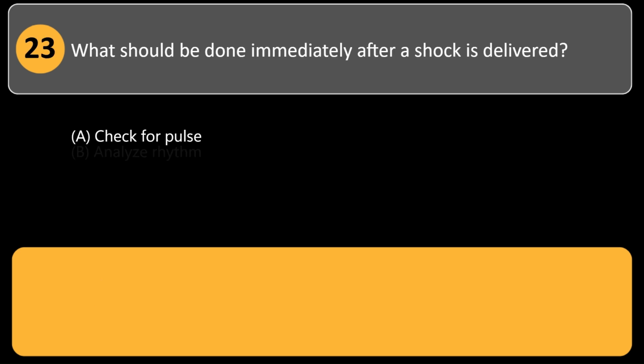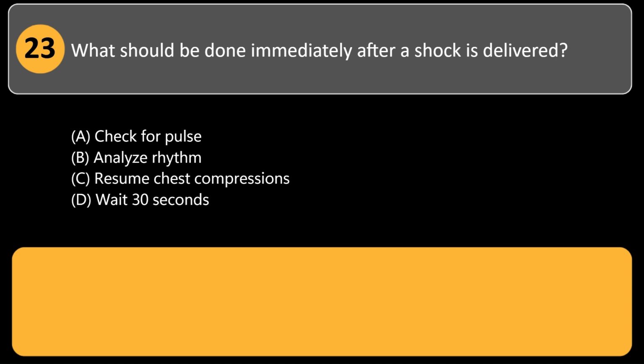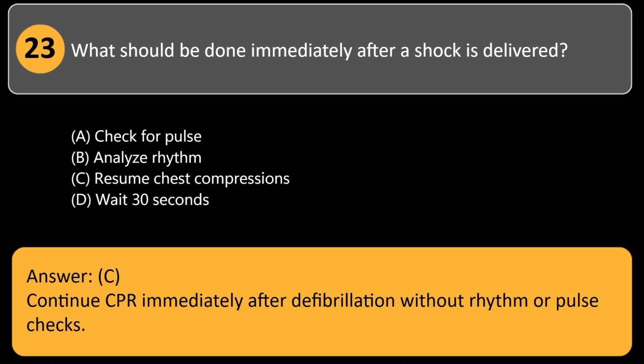What should be done immediately after a shock is delivered? A. Check for pulse. B. Analyze rhythm. C. Resume chest compressions. D. Wait 30 seconds. Answer: C. Continue CPR immediately after defibrillation without rhythm or pulse checks.